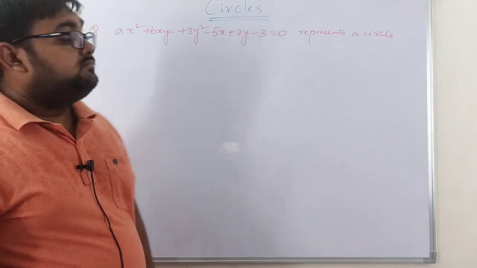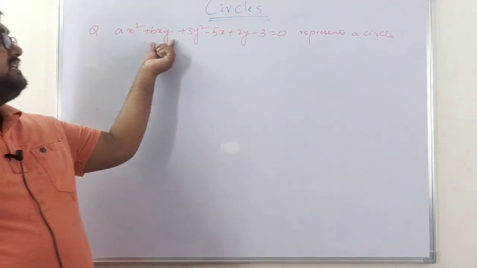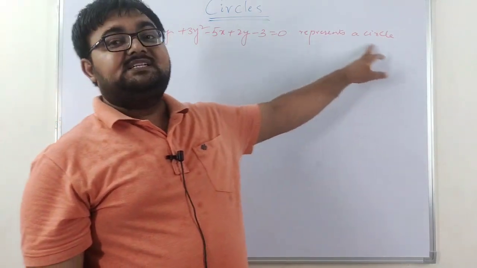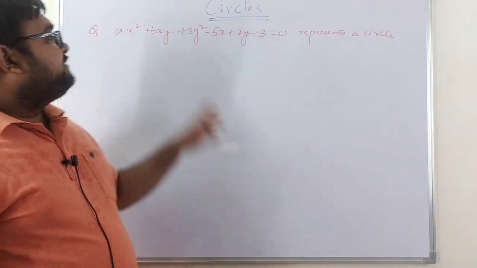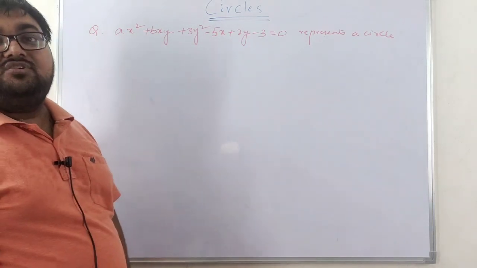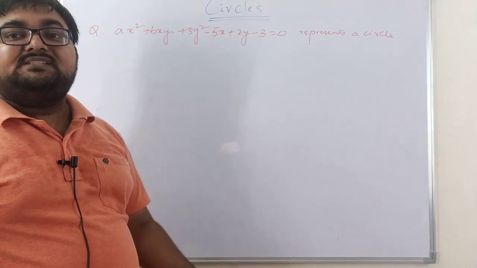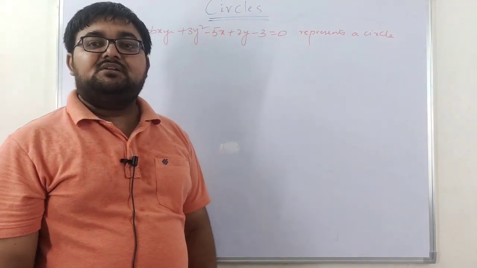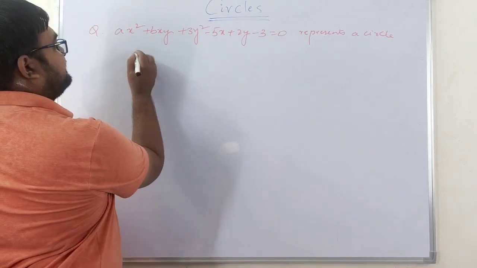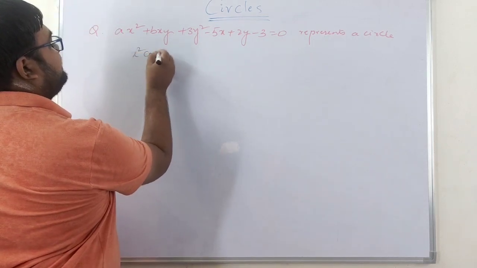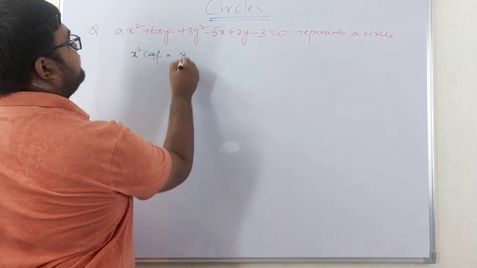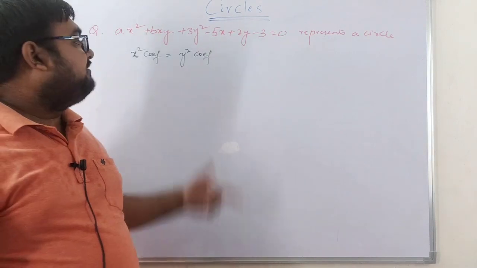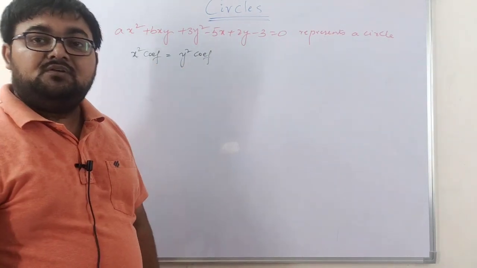Let's see the next question. He has given ax² + bxy + 3y² − 5x + 2y − 3 = 0 represents a circle. So he is telling that this particular equation represents a circle. If this equation needs to represent a circle, then we already have some necessary conditions. What are those? The first necessity that we need to have is that the x² coefficient should be equal to the y² coefficient.